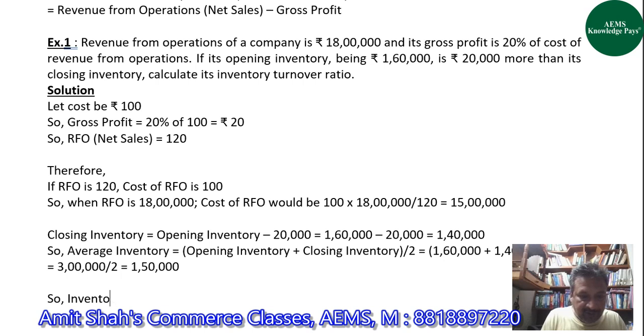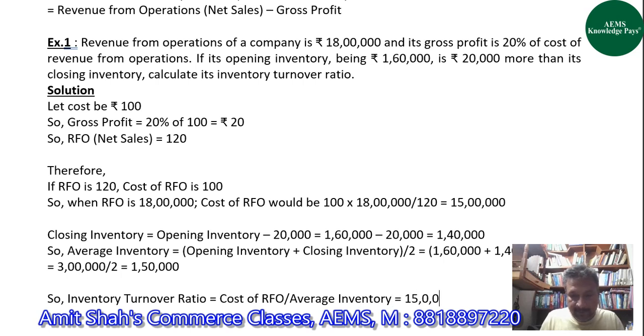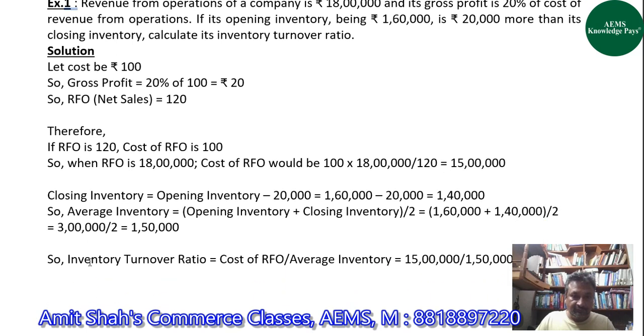So inventory turnover ratio, we know that as cost of revenue from operations divided by average inventory. That is 15 lakhs divided by 1,50,000 means 10 times. This chapter, guys, is full of mathematics, basic mathematics.